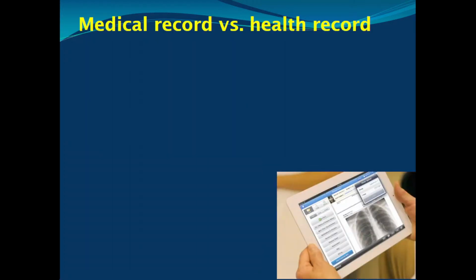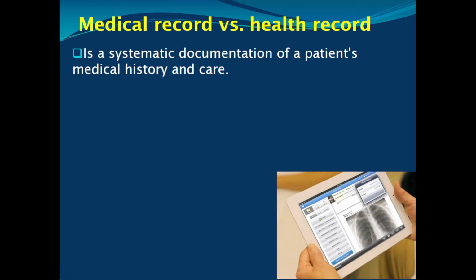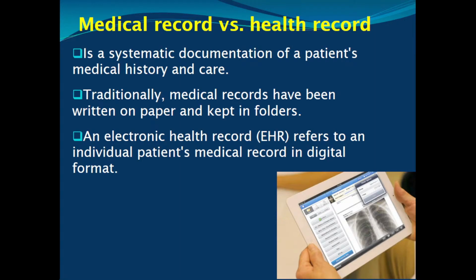If we are talking about information systems, we need to understand differences between traditional medical records and health records. It is systematic documentation of a patient's medical history and care. Traditionally, medical records have been written on paper and kept in folders. Nowadays, electronic health records are used. An electronic health record, or EHR, refers to an individual patient's medical record in digital format.